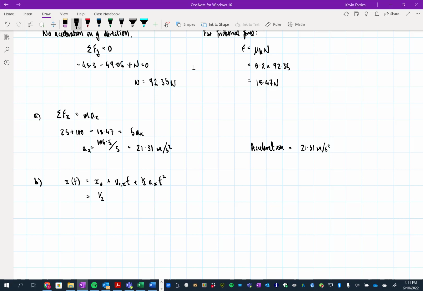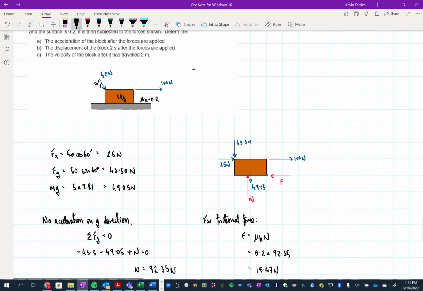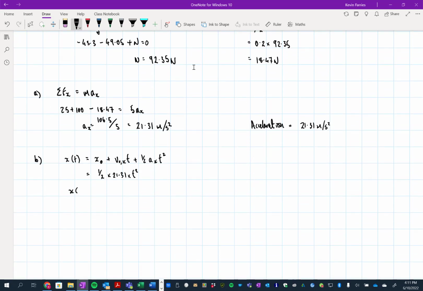So it's going to be a half times 21.31 times t squared. And we are interested in the displacement after how many seconds? 2 seconds. So displacement after 2 seconds is going to be half times 21.31 times 4. So 0.5 times 21.31 times 2 squared is equal to 42.62 meters. So it is going fast.